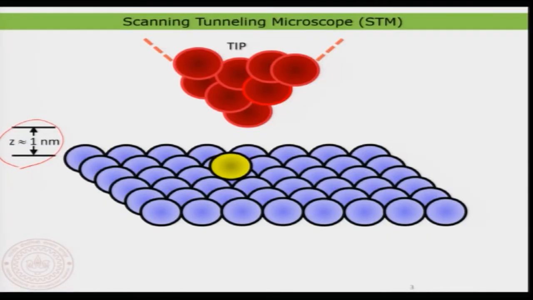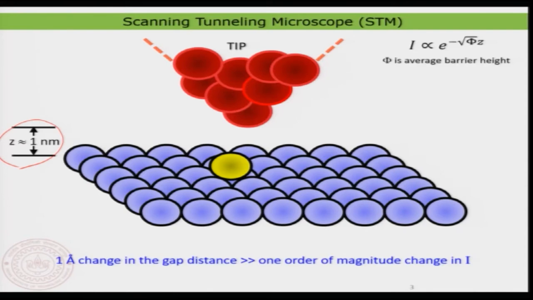Once you apply the bias between the sample and the tip, there will be a current passing between the tip and the sample, which is strongly dependent on the distance between them. Not in a very simple manner, it is actually dependent in an exponential manner with respect to the distance. And then you also have a dependency on something known as the average barrier height, or the barrier height. You will see in the next slides what this barrier means.